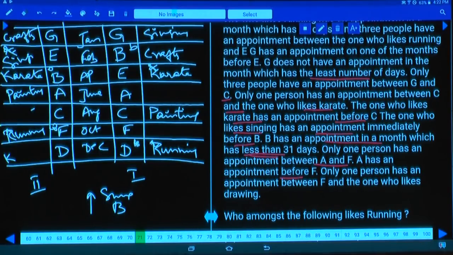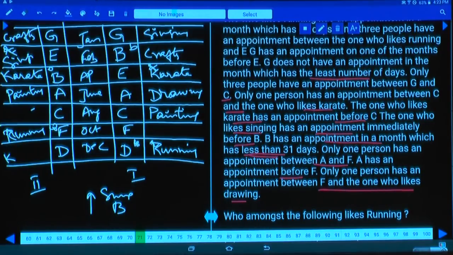Then only one person has an appointment between F and the one who likes drawing. Between F and drawing there must be exactly one person, hence the drawing must be here. And in this one, for F and drawing, there is no possibility left over, isn't it? Hence, with the help of the last statement, the second case got invalid. Now finally we are left with only one case. Then what else is left over here? Boxing is left over, and this boxing is in the month of October, by F. And this is about question number 71 to 76.